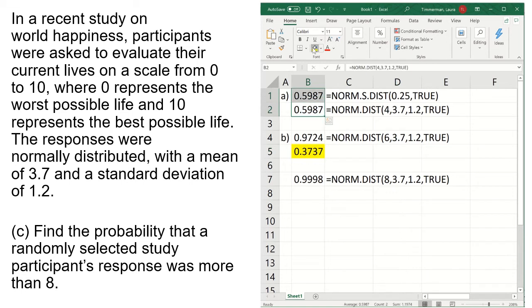Either of these were the answer for A. And then for C, we don't have our answer yet, because that 0.9998 is the probability that it's less than 8, and we want the probability it's greater than. So we're going to have to do 1 minus the number in order to get our probability.